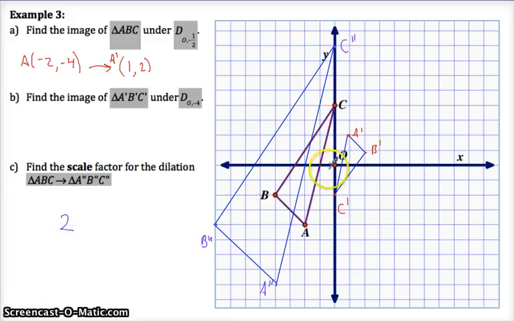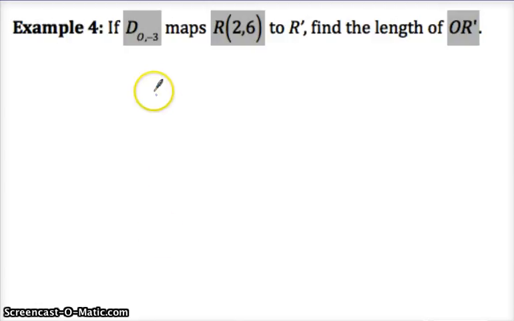You can tell by looking here, from O to C is that far. From O to C double prime is twice as far. Same thing with B and same thing with A. That was fun. Yes, you can multiply scale factors.